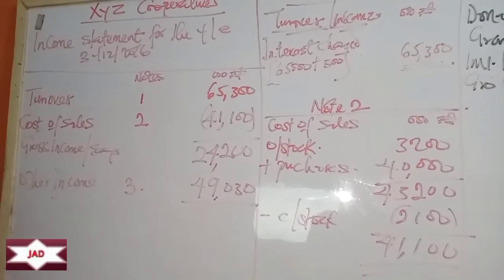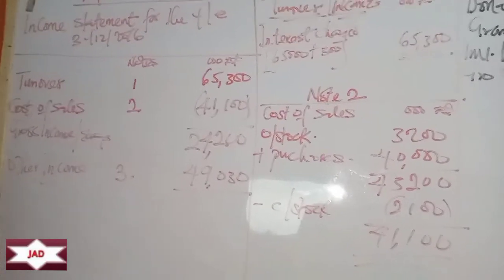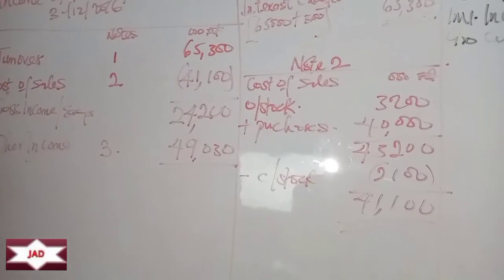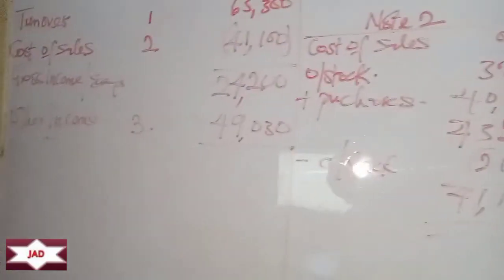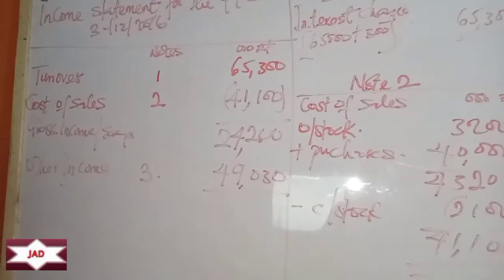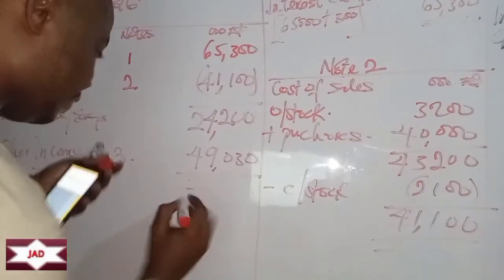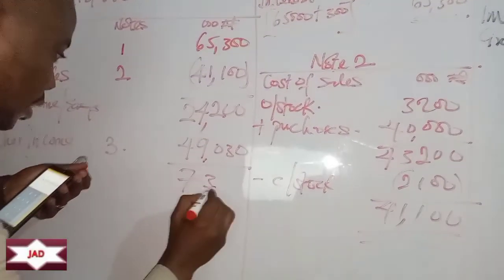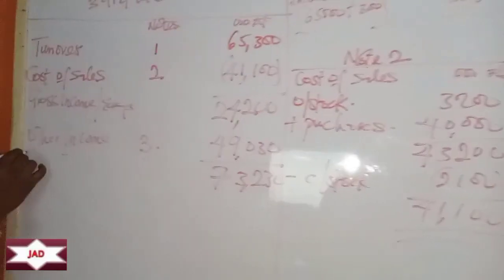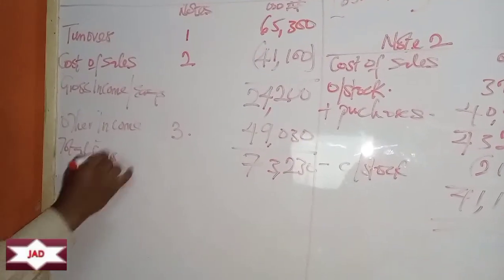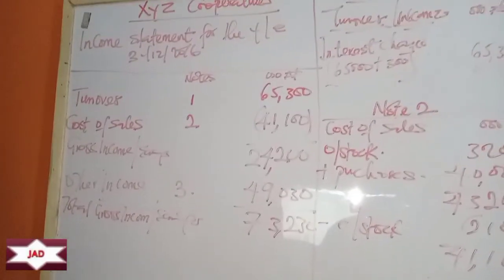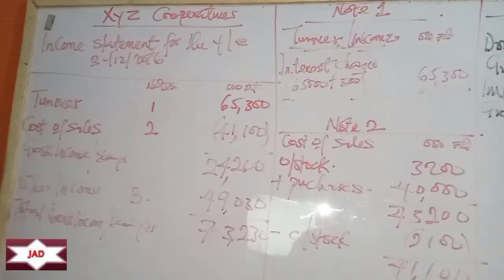So we add up. We have 24,200, plus 49,030. So what I have here is 73,230. So this is your total gross income or earnings. Okay, so this is it for it.